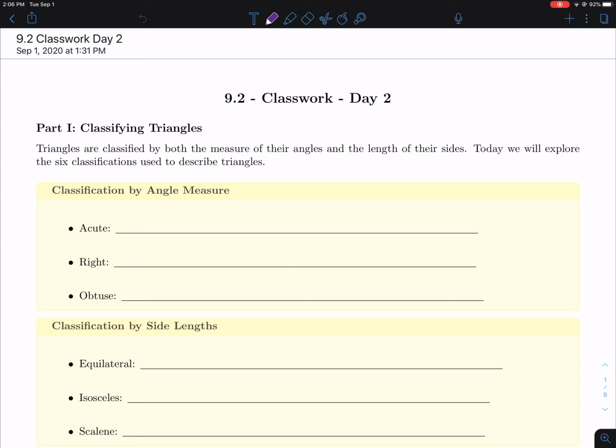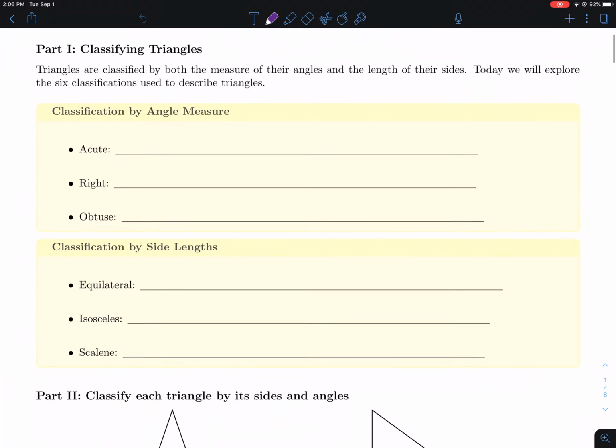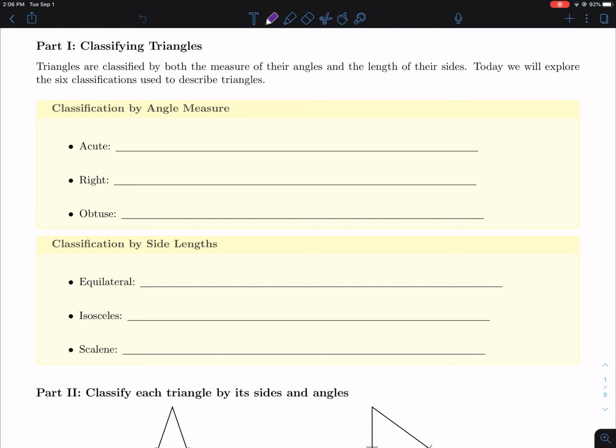So let's start off talking a little bit about triangles. We've done a little bit with triangles today. We're going to keep talking about triangles more and more. So the main thing you want to remember with triangles is you can describe them using these 6 different classifications. So we can either talk about the measurements of the angles or we can talk about the side lengths. And using 2 words paired together, you can describe every single triangle.